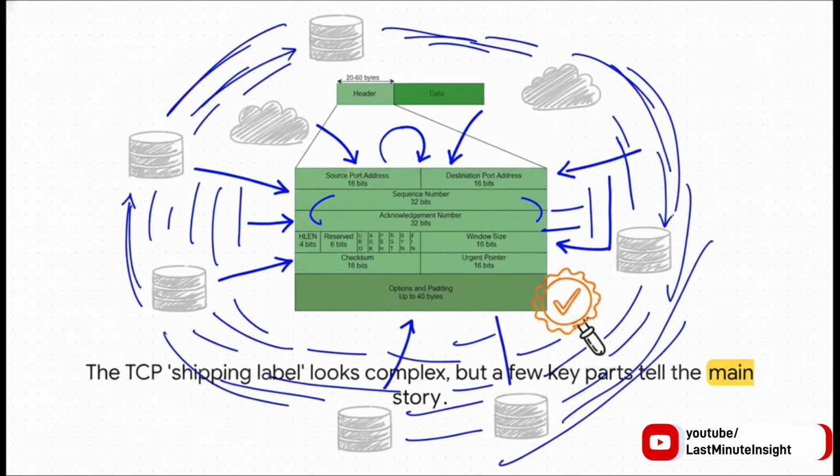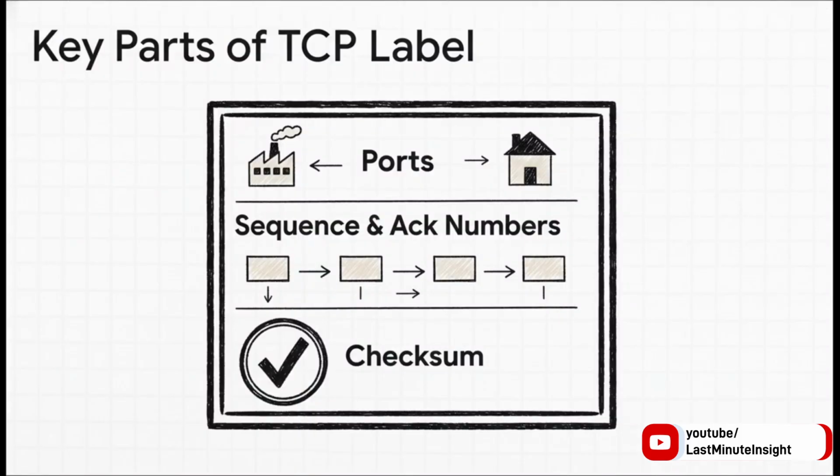Let's zoom in on our certified mail option, TCP. When you look at its shipping label, which is called the header, it looks, wow, incredibly complicated. And yeah, it is. But don't worry, we only need to get a few key parts to understand how it pulls off that guaranteed delivery. It really just boils down to this. First, you've got your source and destination ports. Those are our to and from apartment numbers. Easy enough. Then you've got the sequence and acknowledgement numbers. These are the supercritical page numbers that let the receiver put the book back together in the right order and tell the sender, yep, I got page 42.